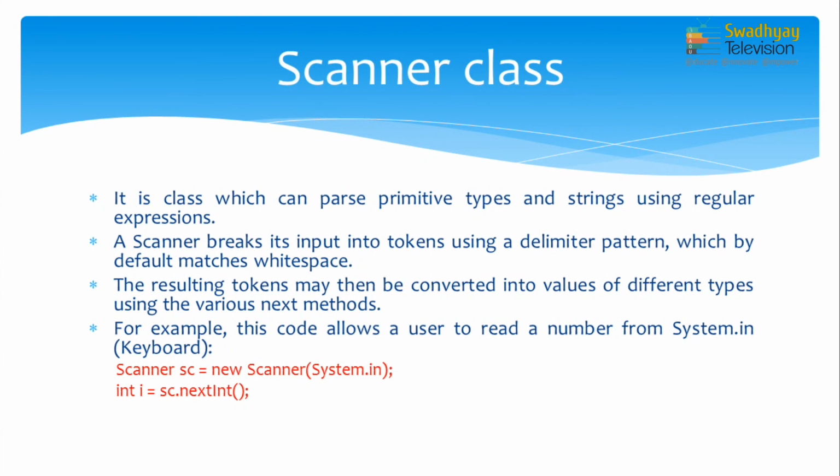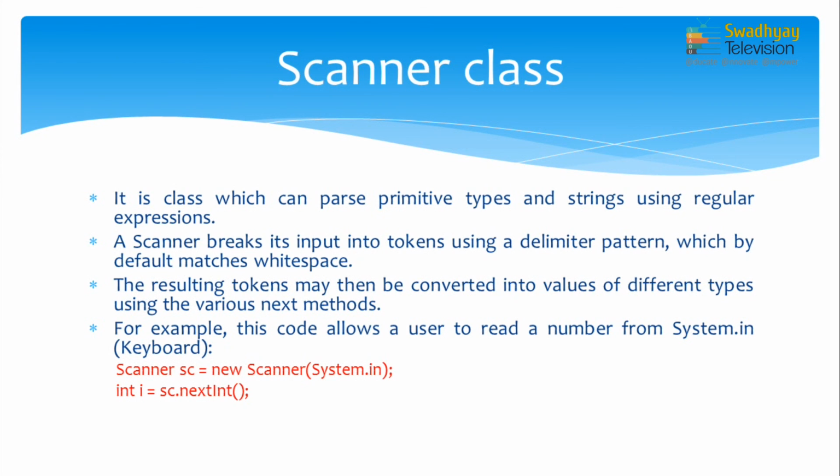So, we use the Scanner class to take values entered by the user. It is a class which can parse primitive types, which are basic data types, and strings using regular expressions. A scanner breaks its input into tokens using a delimiter pattern, which by default matches white space. That means you can enter multiple values in a single line separated by space, and the scanner will automatically return each of these values and convert them into the desired data type. The resulting tokens may then be converted into values of different types using various next methods.